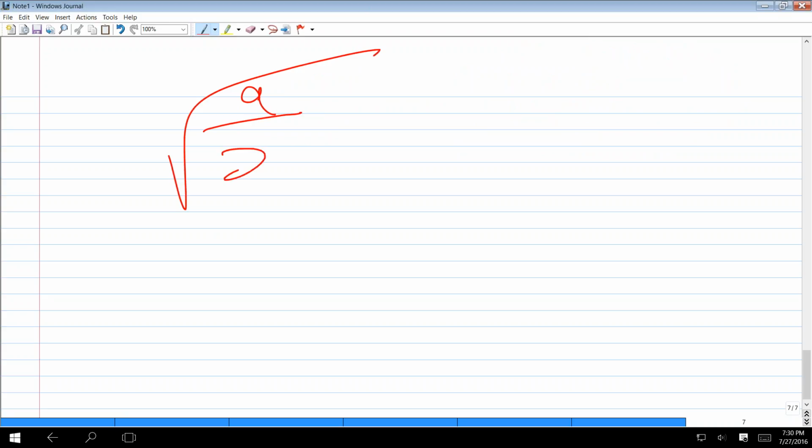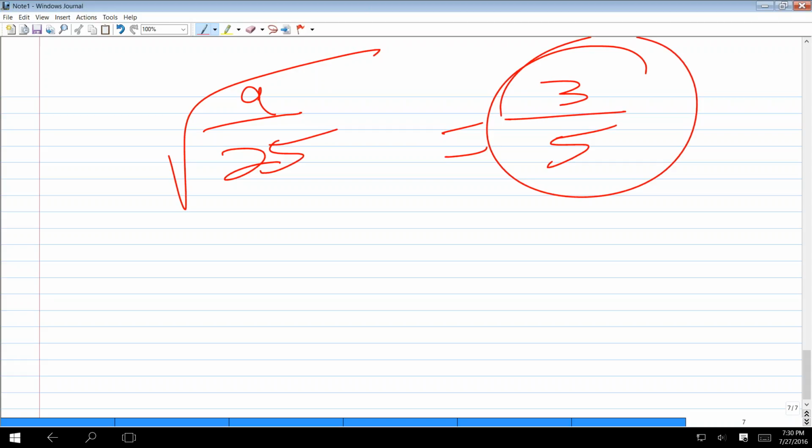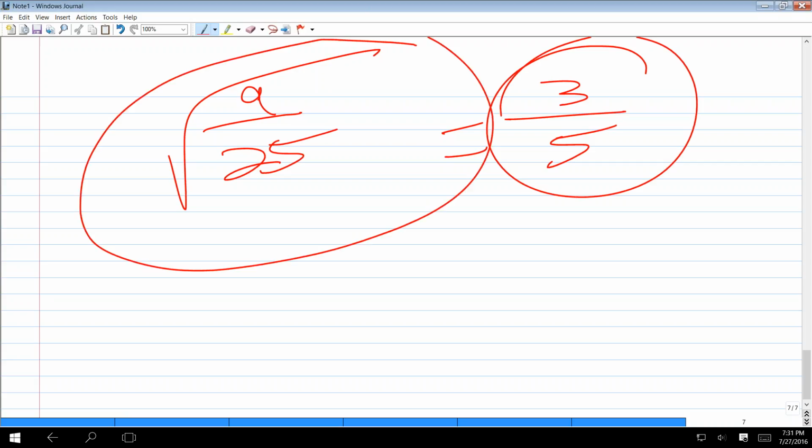What's this? 3/5. Yeah, that's rational. In other words, I can write that as a fraction. 3/5. So this number is rational. That's the definition of rational. If you can write it as a fraction, it's rational.